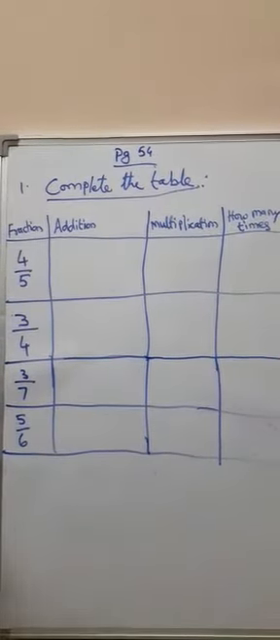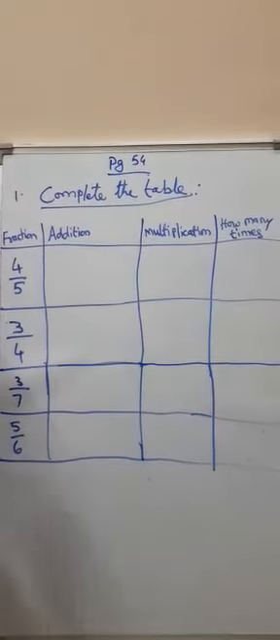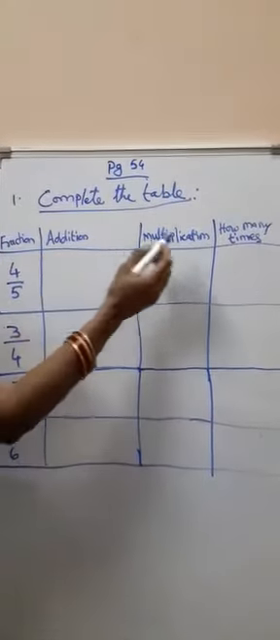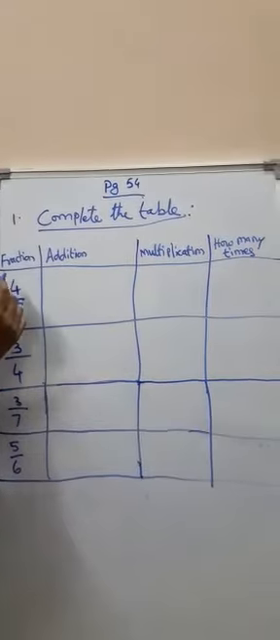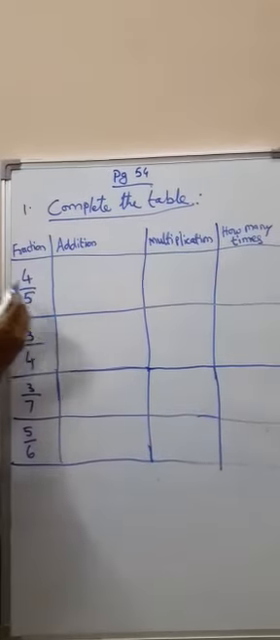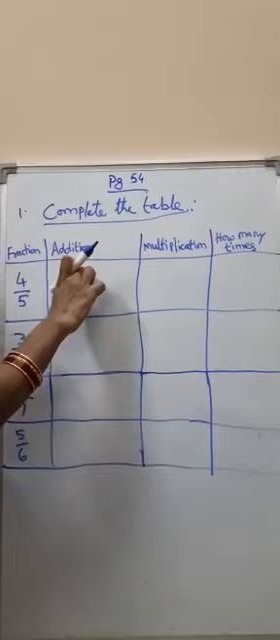Now open page 54 and complete this table. What is in the table? Fraction, addition, multiplication, how many times? What was the fraction? 4 upon 5. How do we have to read this one? 4 upon 5. We have to represent this fraction in addition format.